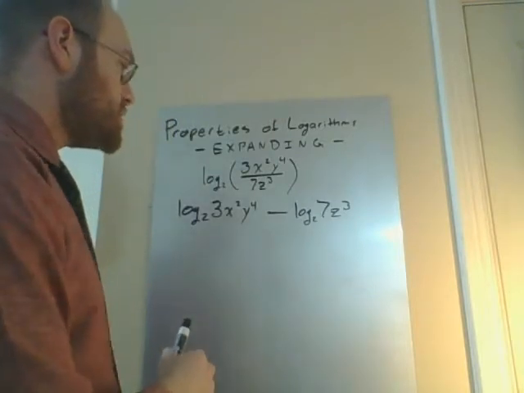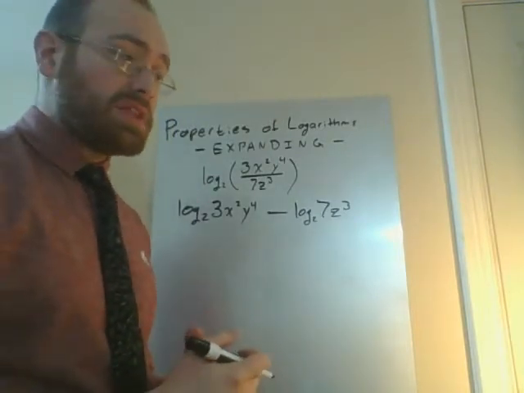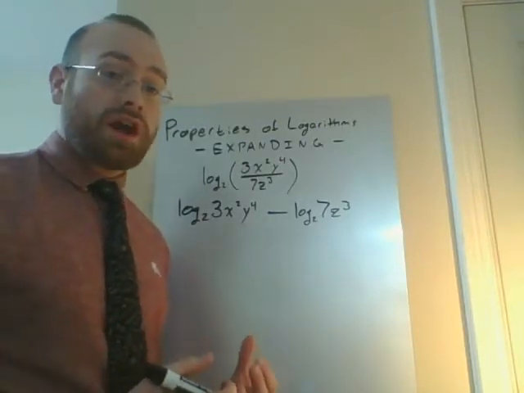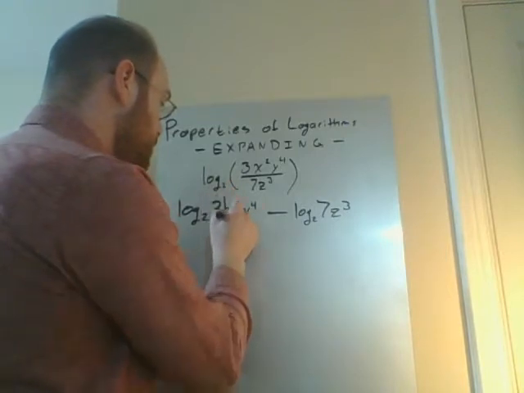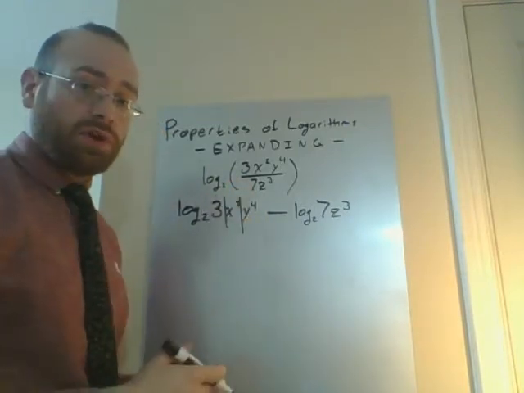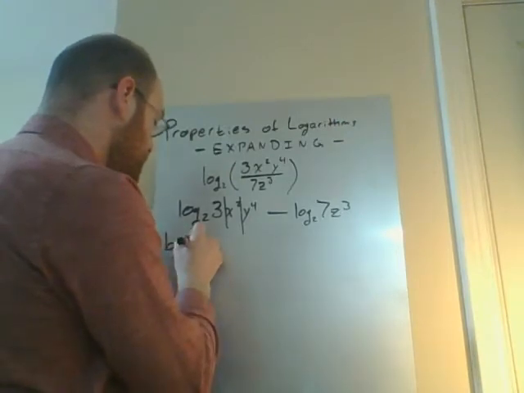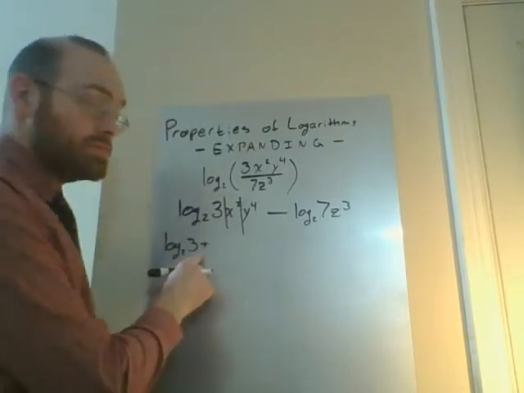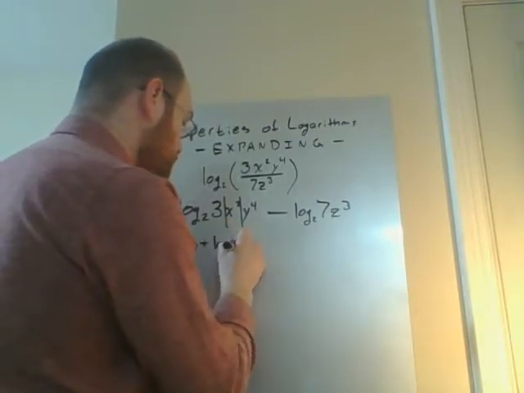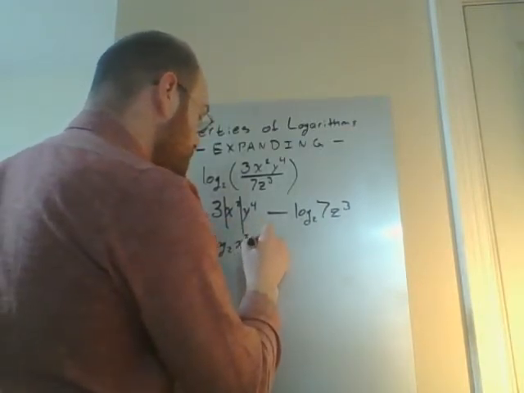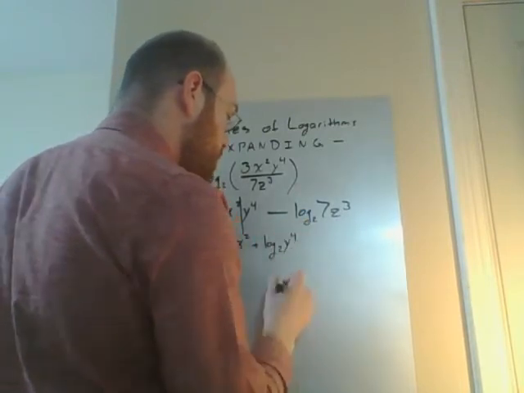We can also use our next property to further expand these. And that property would be the product property. So whenever we're multiplying something, we can divide those separately. So we can have log base 2 of 3 plus, multiplying turns into addition, log base 2 of x squared plus log base 2 of y to the fourth.